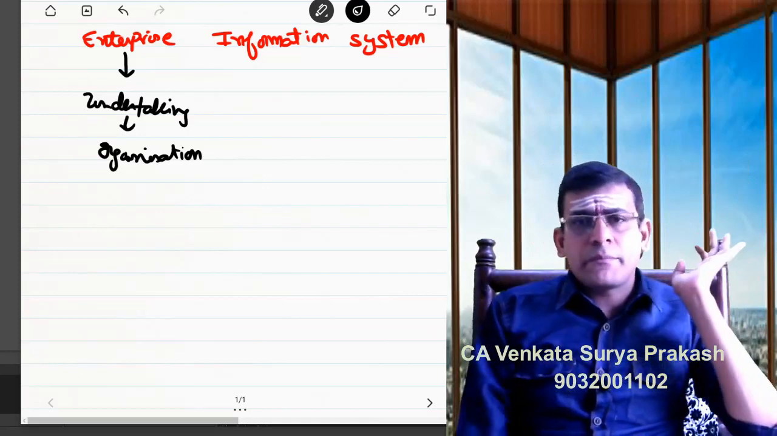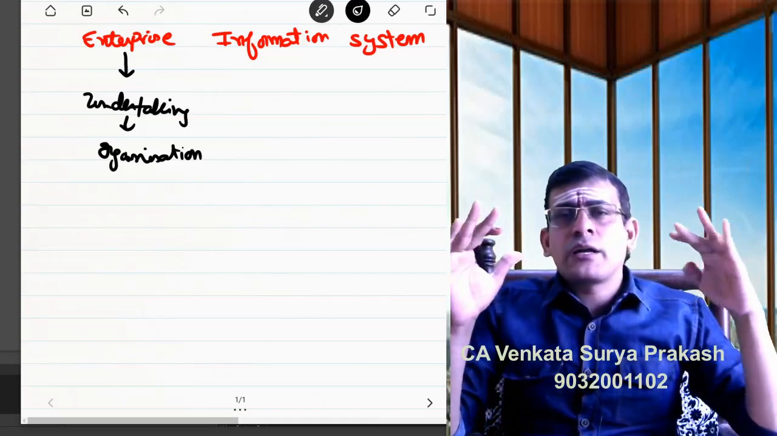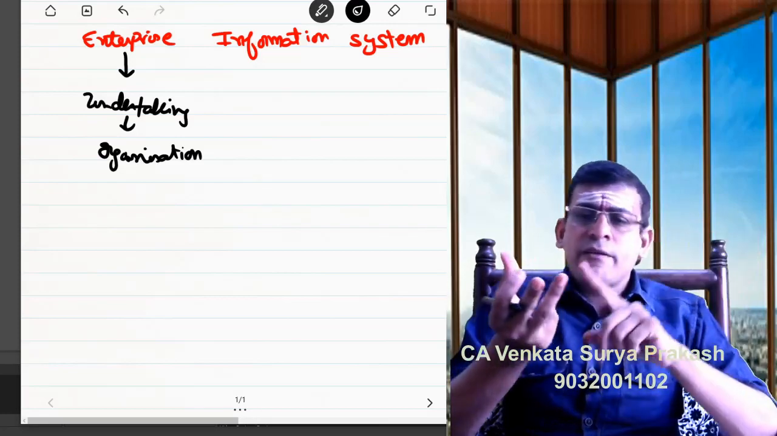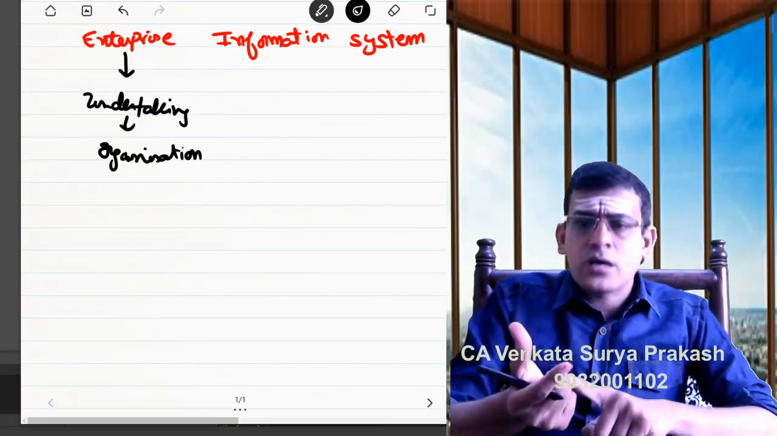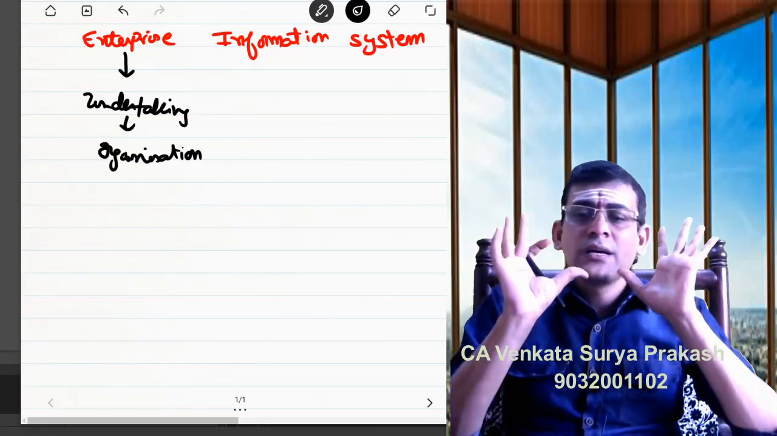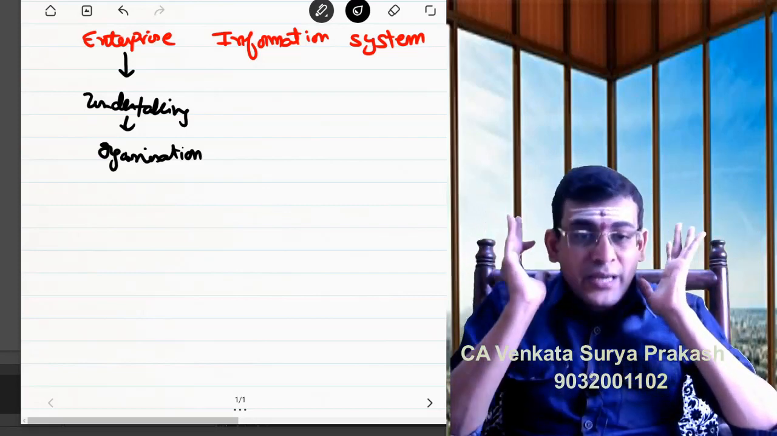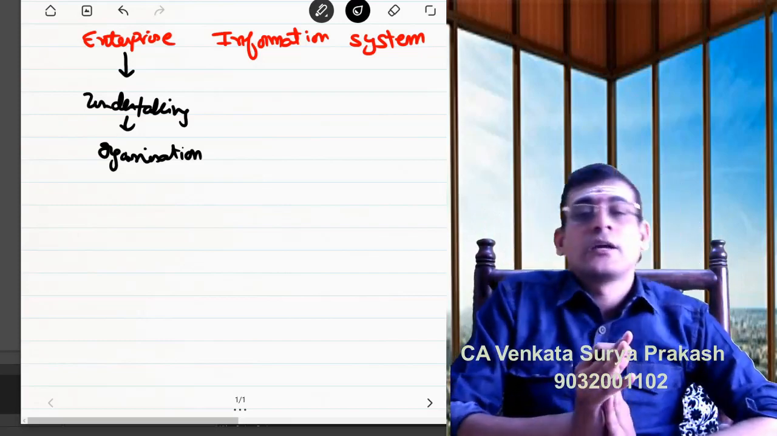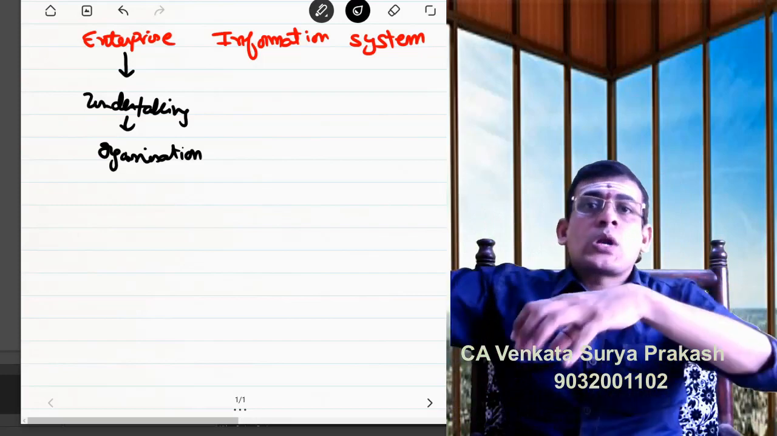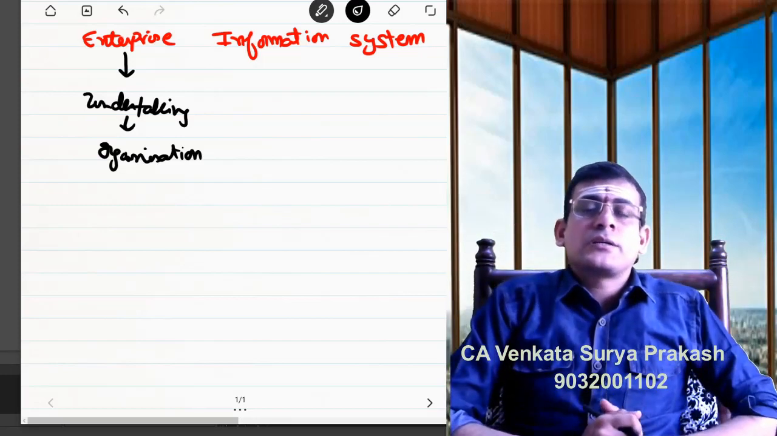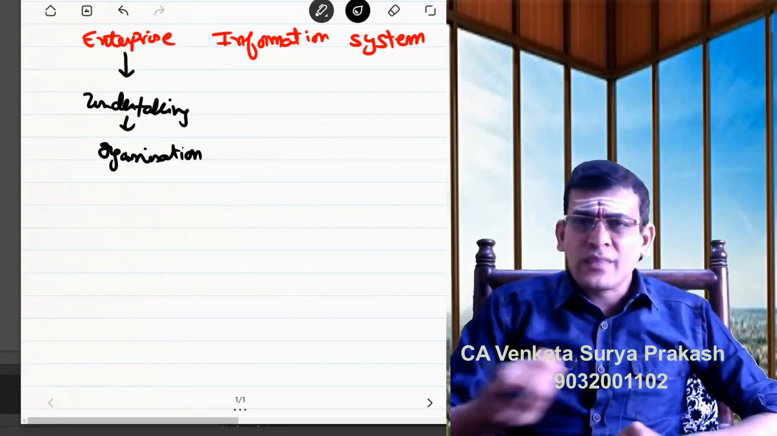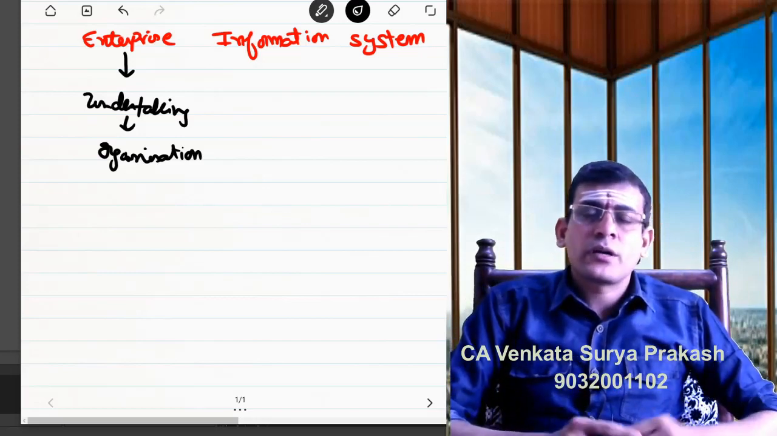But for the time being, any sort of organization will have several departments, as I explained: production, purchase, sales, marketing, HR, finance and accounts. These are the basic departments which any sort of undertaking will have. Now each and every department has its own responsibilities. So let us consider production. The responsibility of production is to do the production. The responsibility of the sales department is to create a demand.